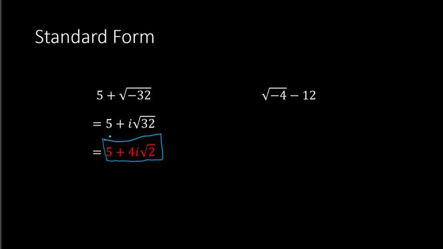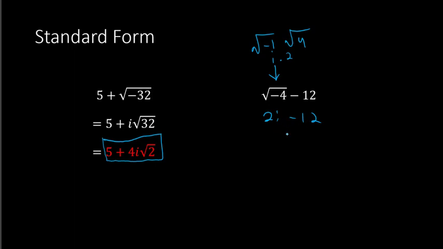Let's try another example. Here we have the square root of -4 minus 12. All right, so first off, we can simplify this square root of -4, and we can think of that as the square root of -1 times the square root of 4, and the square root of -1 is I. So we have I times the square root of 4. Square root of 4 is 2. So we have I times 2, which is 2I, and then minus 12.